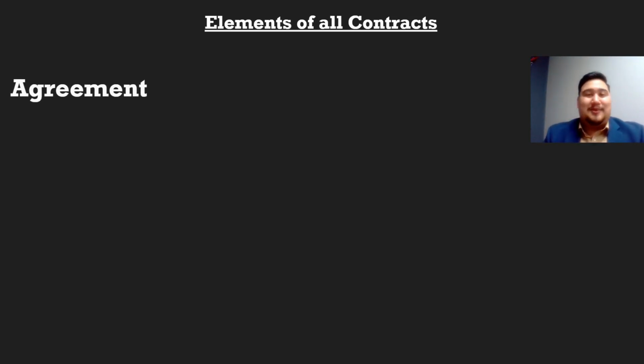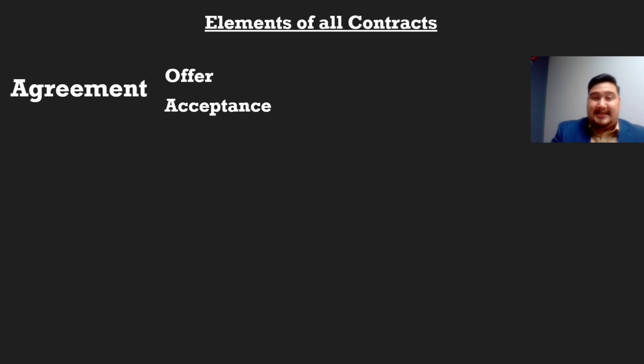The first one is an agreement. Of course, there has to be an understanding, an agreement between two parties. So that's broken up into two things. We have offer and we have acceptance. Okay, offer and then acceptance. So the offer, a lot of people get these confused because they feel the offer is done by a company. The company is trying to offer you something and then you want to accept it. But that's not the case.